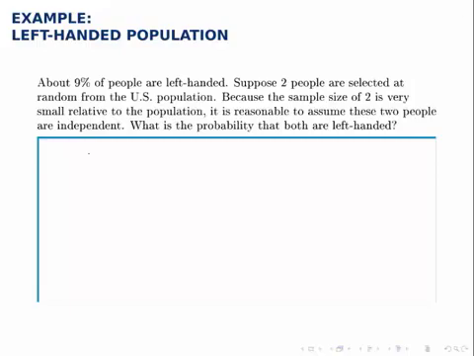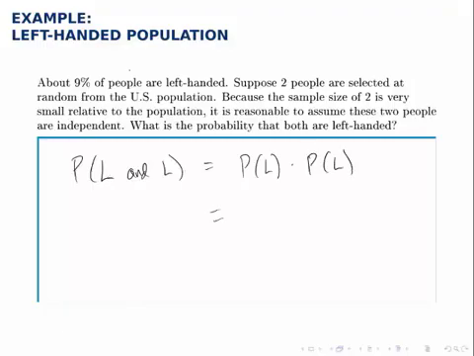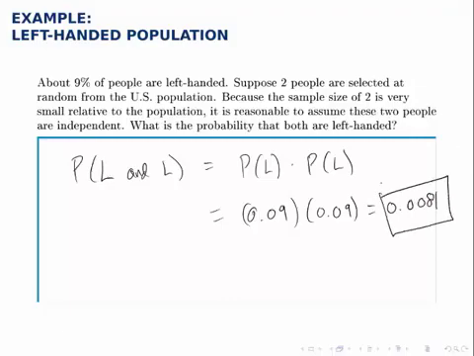What is the probability that both are left-handed? In other words, what's the probability that the first person is left-handed and that the second person is left-handed? Well, of course, we can assume that they're independent, so this probability is the product of the 2 individual ones. Since 9% of people are left-handed, the probability of drawing a left-handed person is 9%, or 0.09. So we multiply together 0.09 twice, and we get 0.0081. So there's a little less than 1% chance that these 2 people that we select randomly are both left-handed.